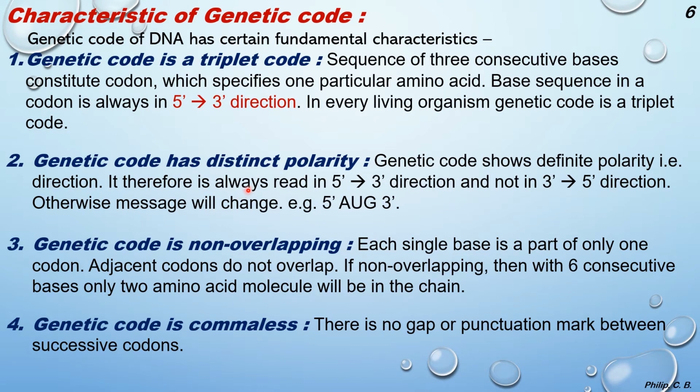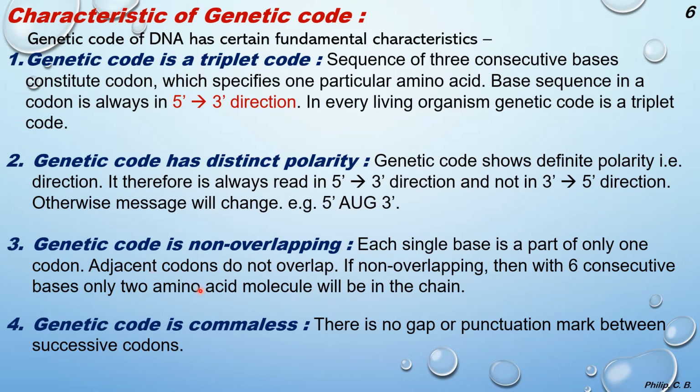Further, genetic code has distinct polarity. Genetic code shows definite polarity, that is direction. It is therefore always read in the 5' to 3' direction and not in the 3' to 5' direction. Otherwise, the message will change. Example, 5' AUG 3'. Again, as we saw, the triplet codon is specific for a specific amino acid, as AUG is for methionine, the starting codon, and always it is read in the 5' to 3' direction. In case you change the order, then even the code will change, right?